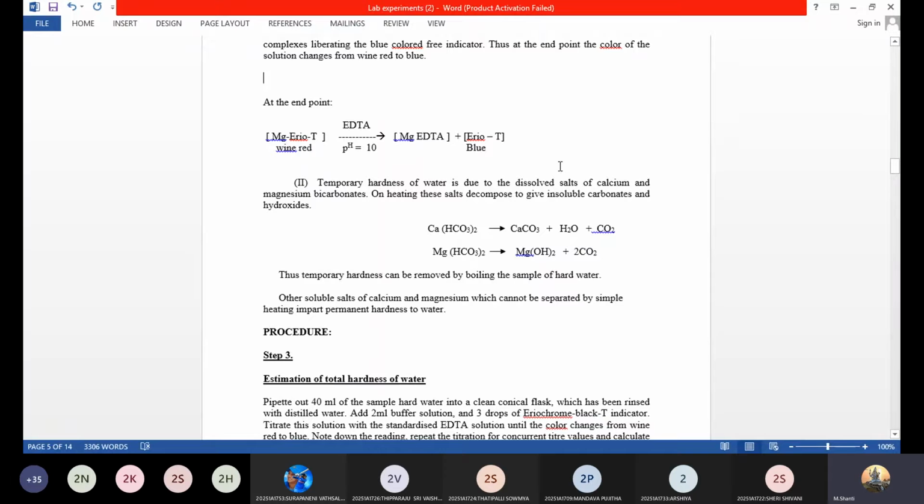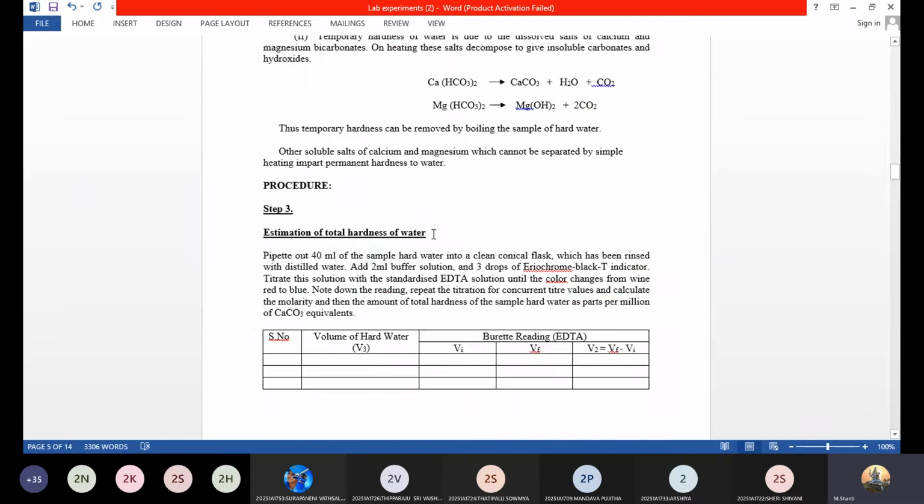That's why at the end point you can see the color changes from wine red to blue. Once you see the blue color, you have to stop the titration and then note down the end point. You'll be starting with 0 ml, so the initial reading will be 0.